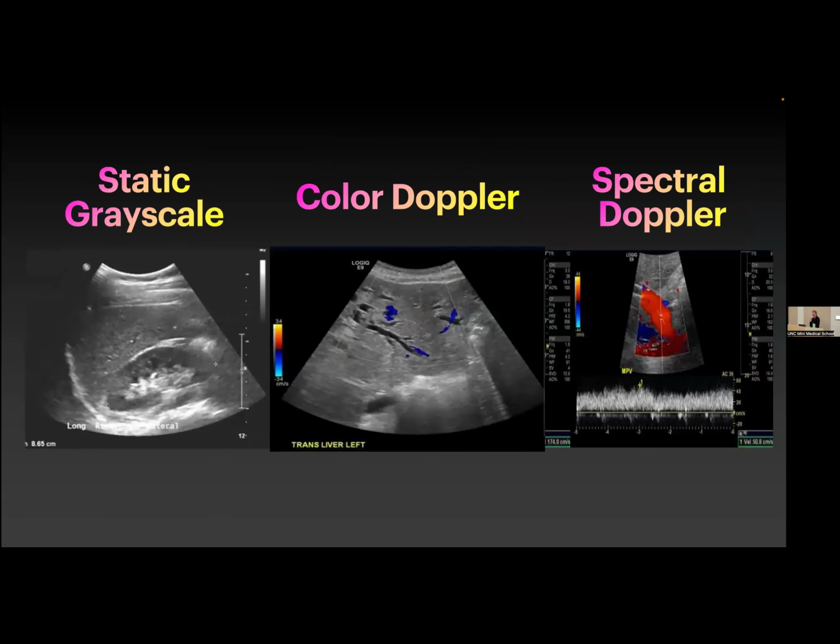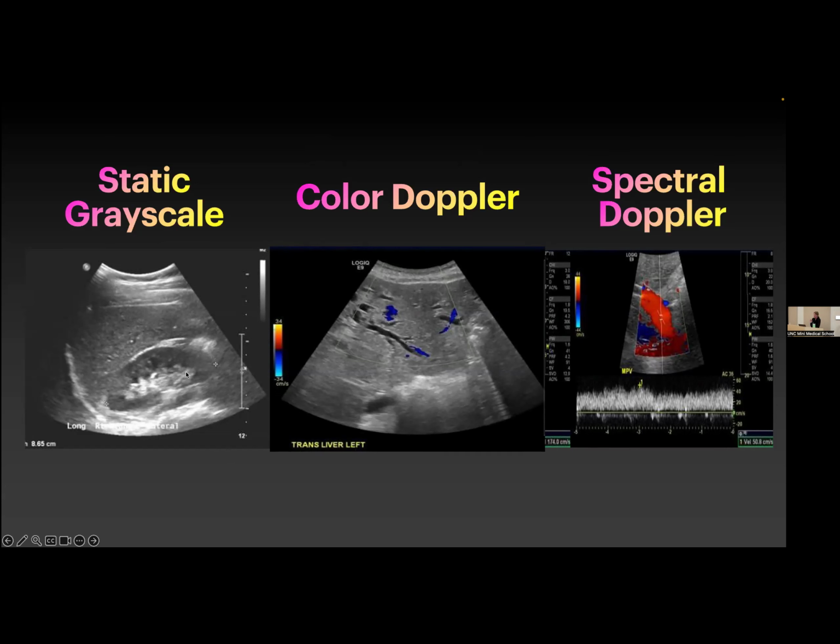Okay, so we have a couple different ways that we can get pictures. I show these 3 examples because this is one benefit of ultrasound, that we can see real-time imaging. We can see real blood flow. So the far left image is what we call our grayscale image, and this is just a black and white image, static, one single picture showing.